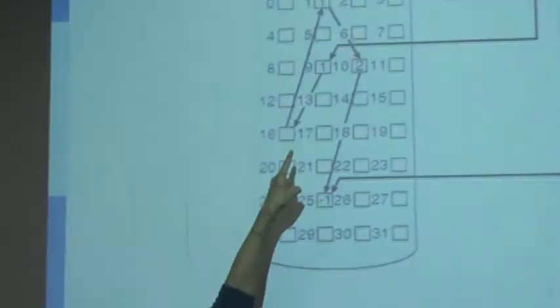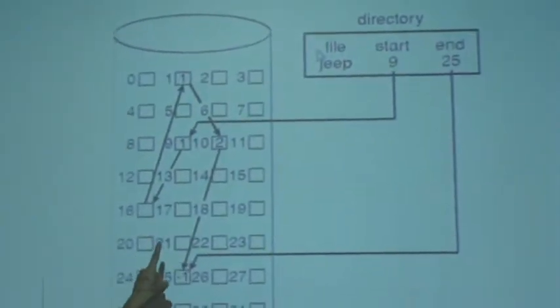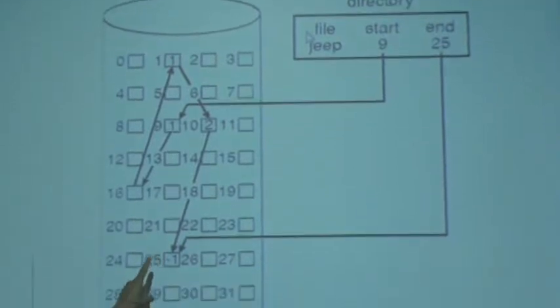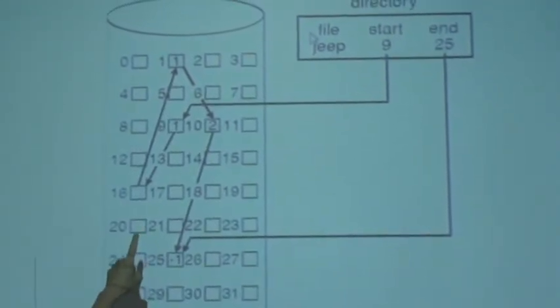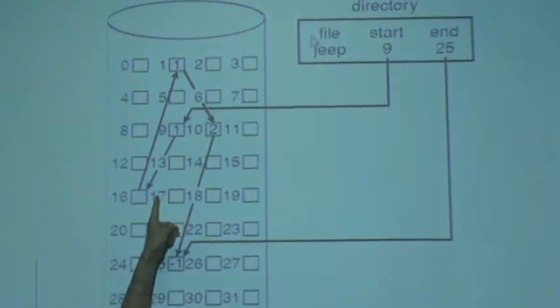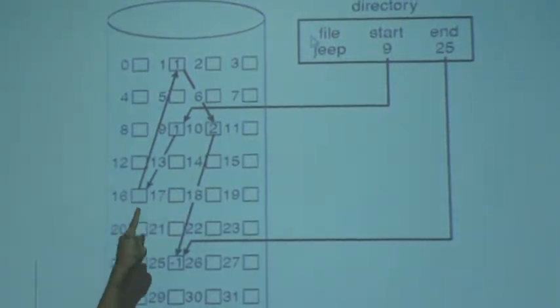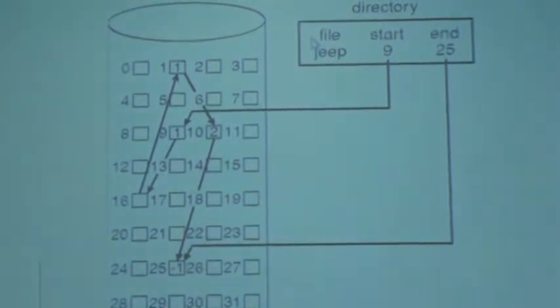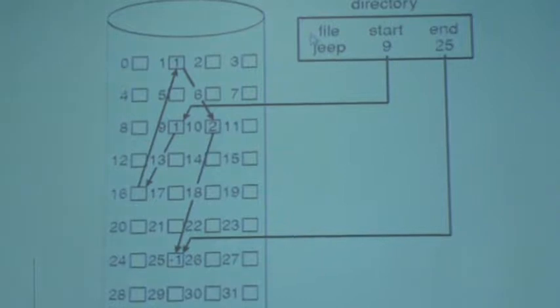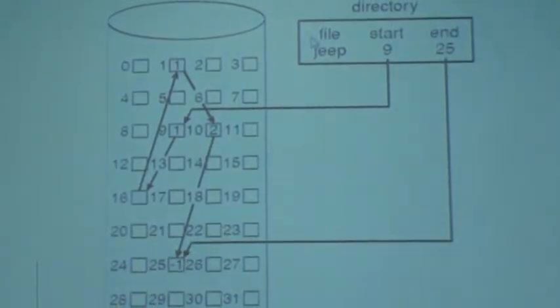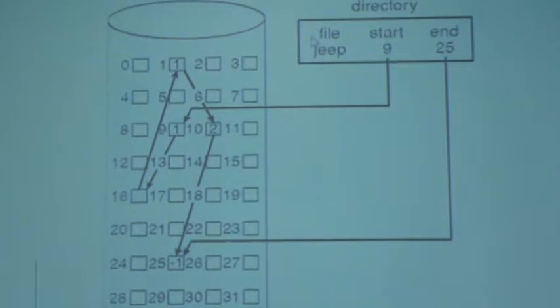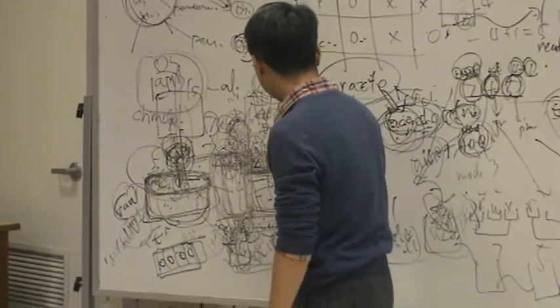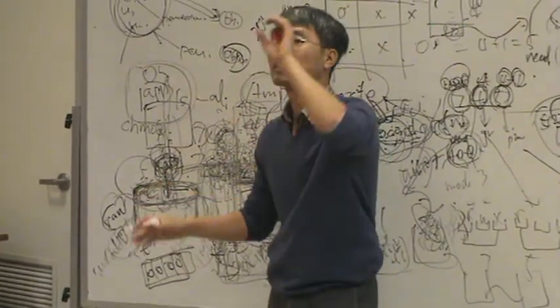For example, 9 is linked to 13, not 13, 16. 16 is linked to 1, 1 linked to 10, 10 linked to 25, and minus 1 is nil. Nil means it's the end of the file, so the end of the file is 25. You can link the file here, here, here, and last. So you can manage the starting and end.